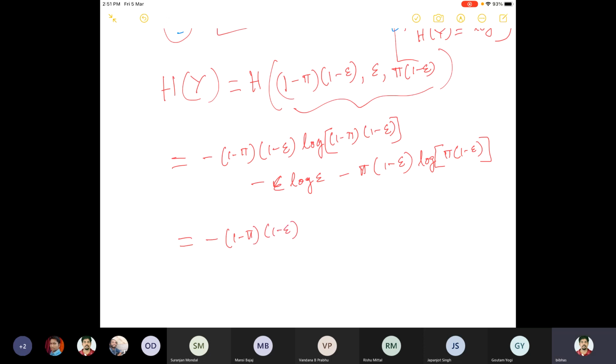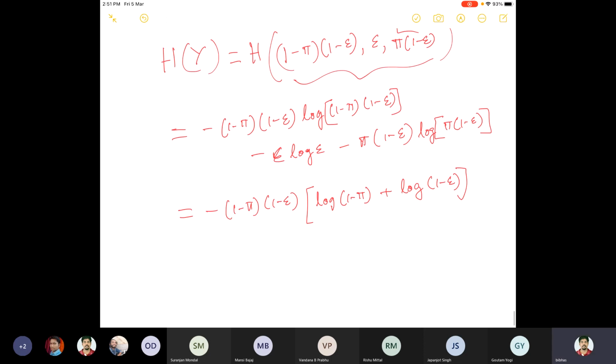So this will be... okay. If I take this common, this will be log of minus epsilon pi plus... Okay, just look at my calculation and let me know if I'm doing something wrong. And this is minus epsilon log of epsilon minus pi 1 minus epsilon, then log of pi plus log of 1 minus epsilon.